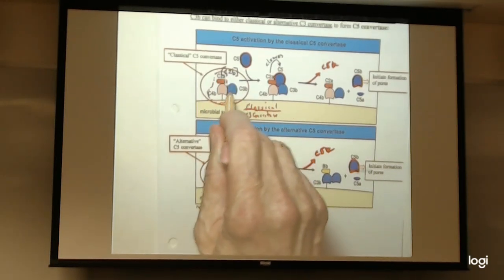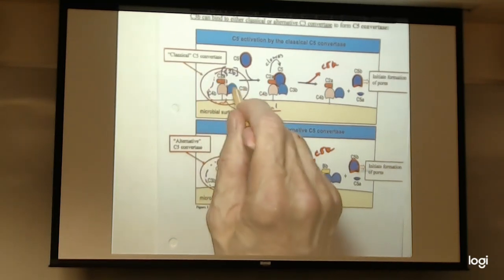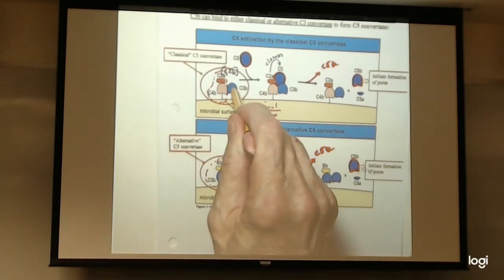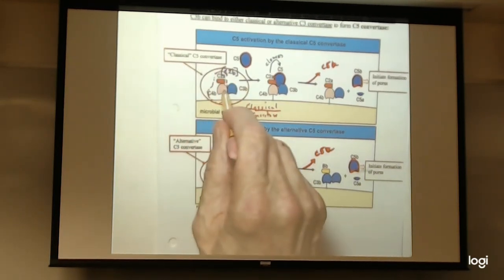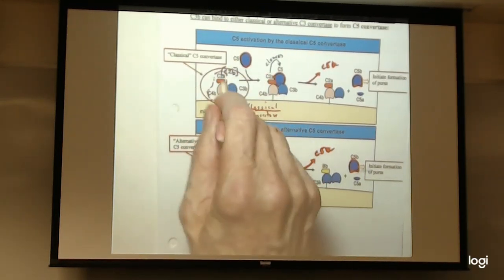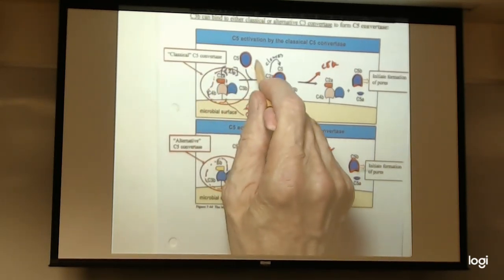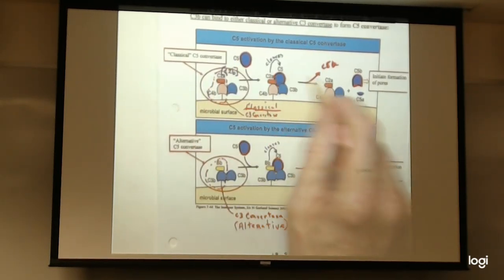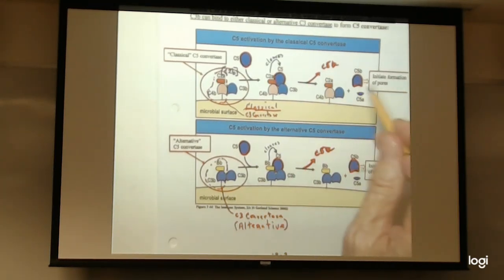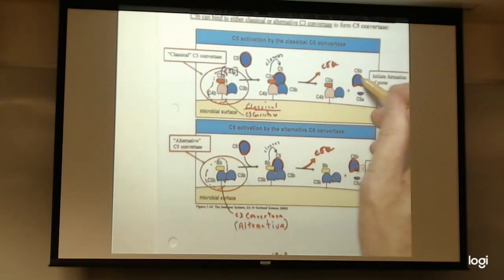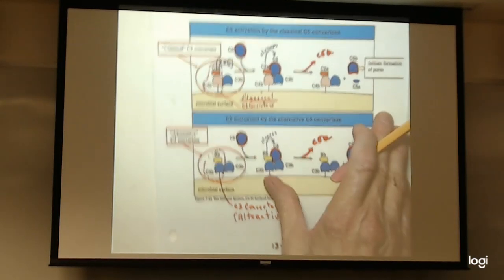Okay, and now this C2, C4, C3b complex, now called classical C5 convertase, you grab C5, and then C2 here can cleave C5 to C5b and a small piece. Now C5b can proceed to initiate pore formation, as we'll show in the next slide.